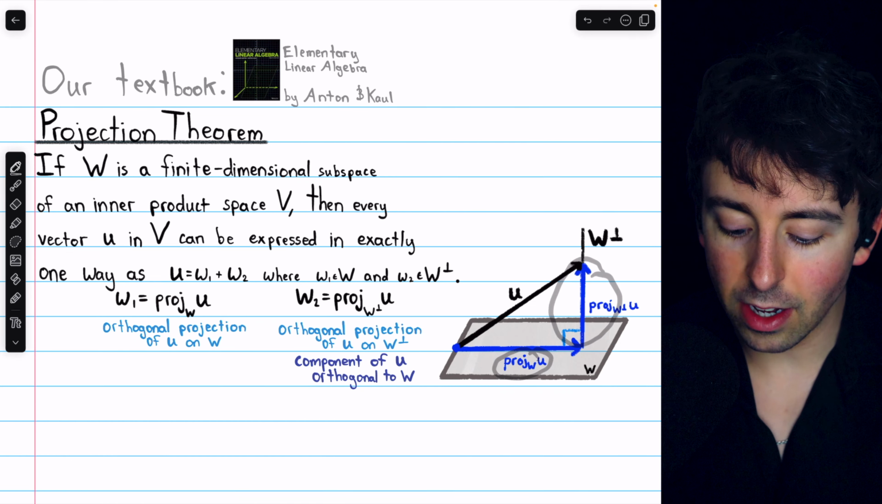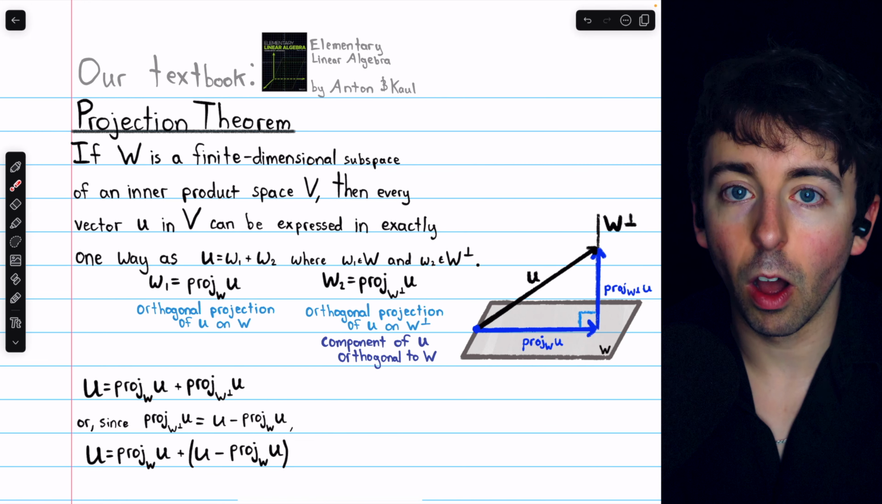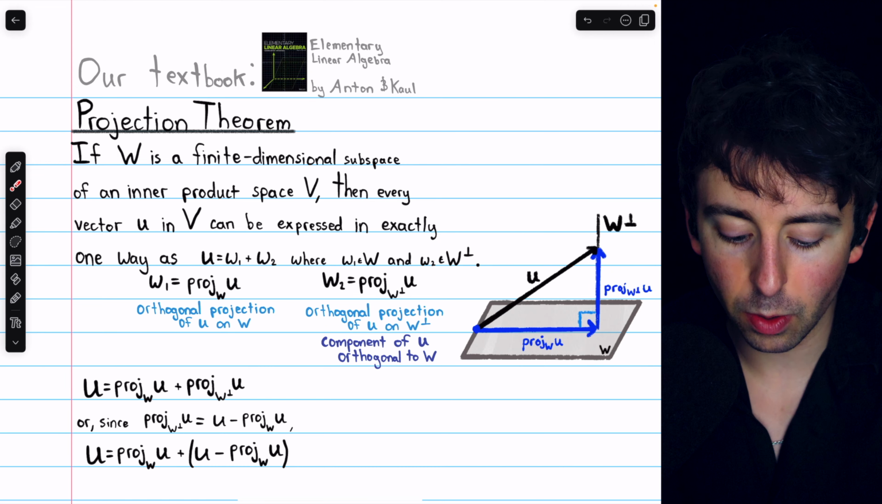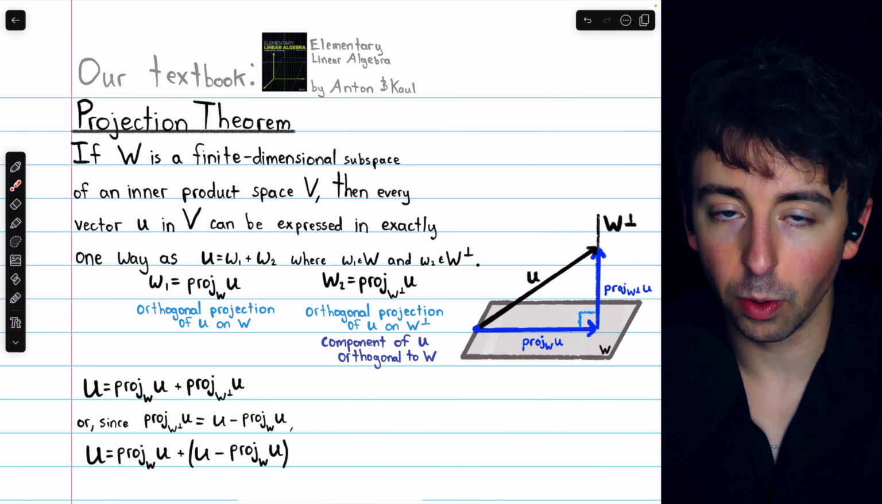Now, given this notation for w1 and w2, the vectors that we're splitting u into, we could write that u equals its projection on W plus its component orthogonal to W. Or, since the component of u orthogonal to W is just u minus its component on W, we could also write it like this. u equals the projection onto W plus u minus the projection of u onto W. Remember, if we subtract the projection of u onto W from u, we get the component of u that is orthogonal to W. Now we'll take a look at this theorem telling us how to calculate orthogonal projections, then we'll prove it, and then we'll do an example.